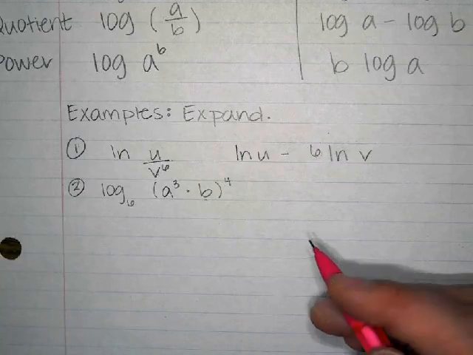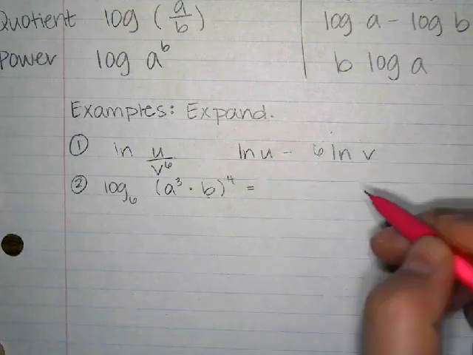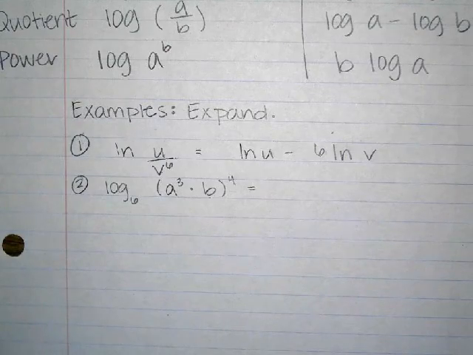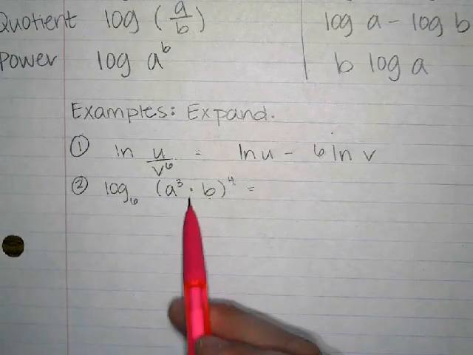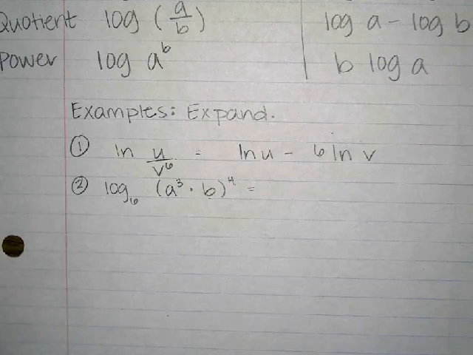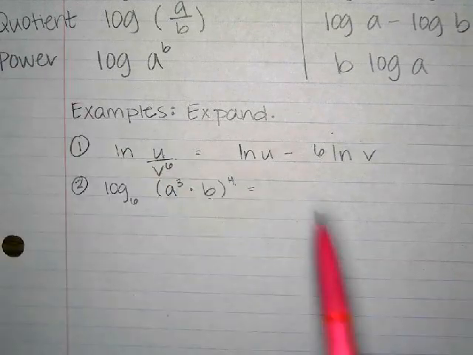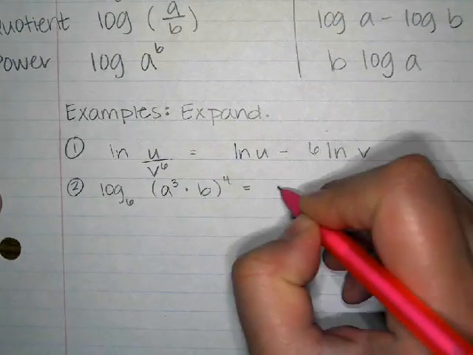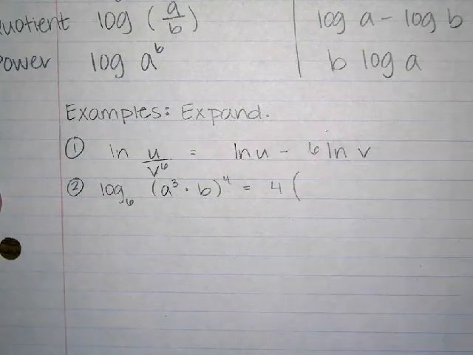Now, this is a multiplication problem, which means we're going to have a plus in between there. If the 4 goes to the whole thing, it's going to need to be in front of parentheses to show that it applies to everything. So we're going to stick a 4 in the front, and then we're going to have parentheses to show that that exponent of 4 applies to everything that we're about to list, okay? So I'm going to have a log base 6 of what?